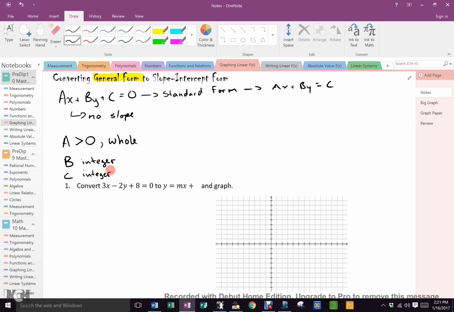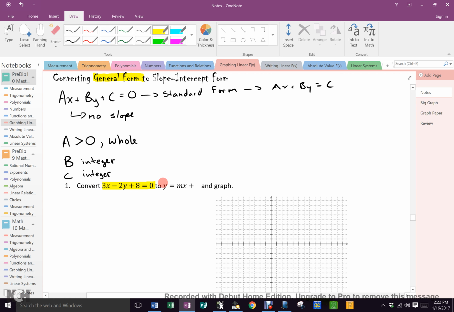Got it? So look at this one. Does this guy meet all that criteria? Is 3 a natural number and not a decimal? Yes. Is B an integer? Yes. -2, not a decimal. Is C an integer? Yes, so we're good.